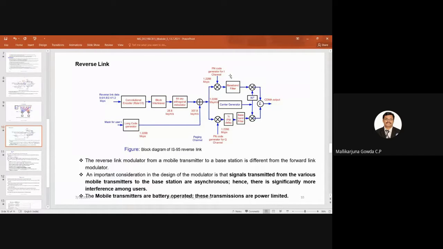Then the output of that will again be segregated into in-phase and quadrature phases. And here another difference is that the in-phase path is the same as that of the forward link, but the quadrature path is delayed by a half chip delay. That is another difference. Then the rest of the things are the same. This is the reverse link, that is from your mobile to the base station, and how data is processed.